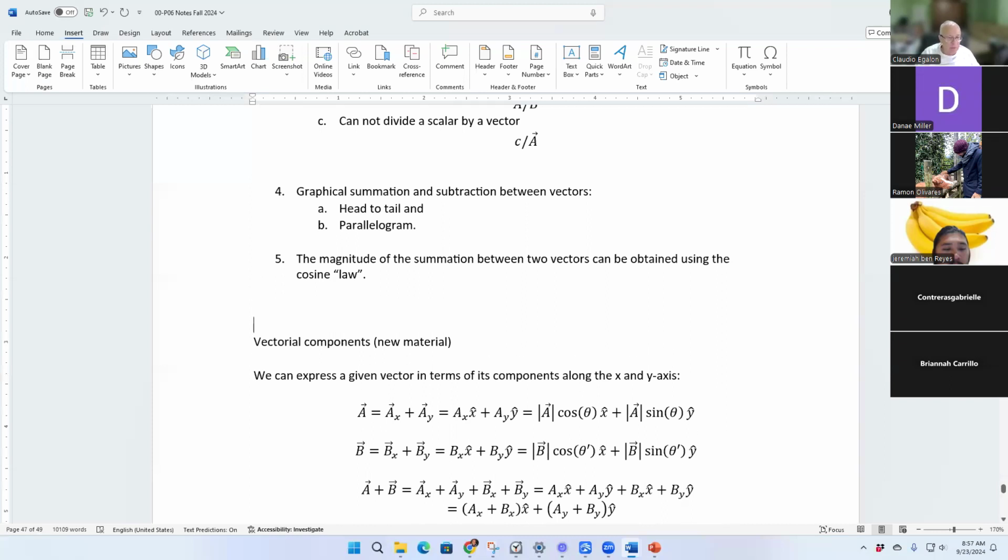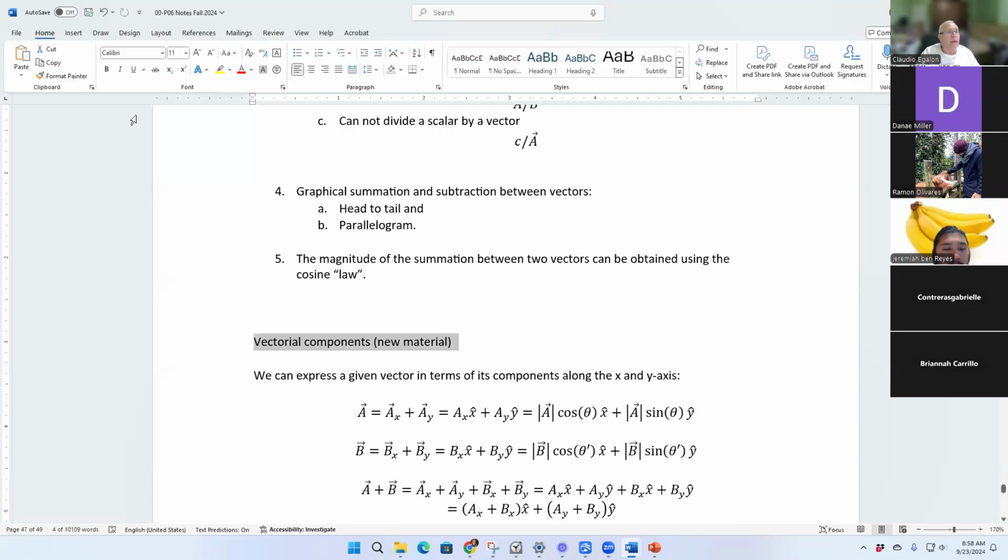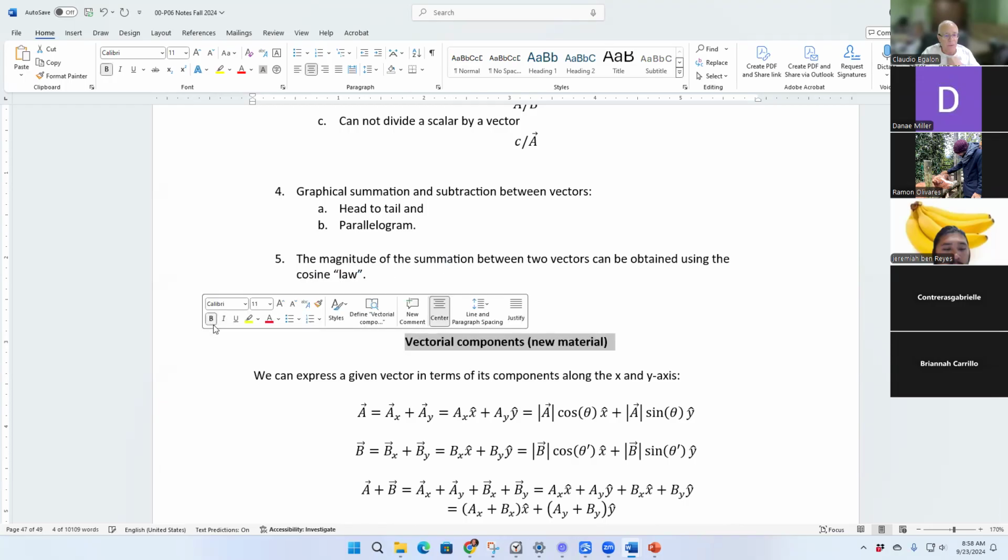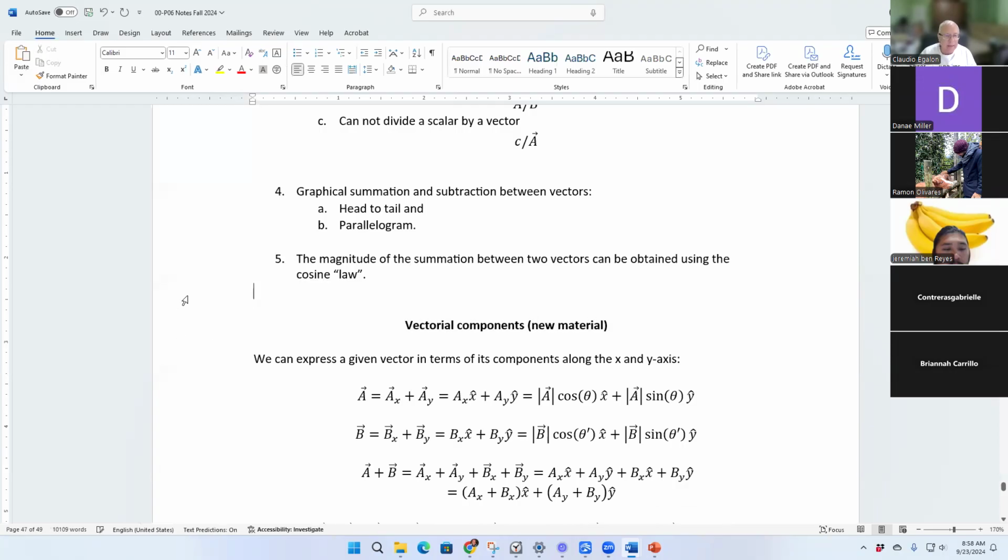And what we're going to do now is vectorial components. This is the new material and the last material in this topic of vectors. The nice thing about vectors is that they can be expressed in terms of components that lie along the x and y axis. I'm going to show you. That's how we represent those components. A given vector can be rewritten in terms of components along the x-axis and along the y-axis. It's possible to do that, and I'm going to illustrate that for you here.